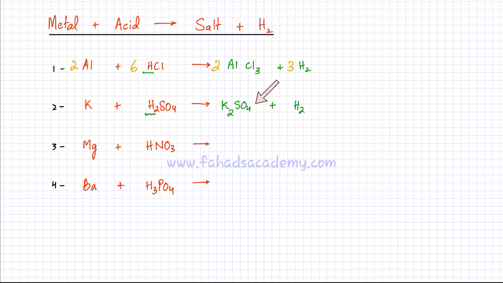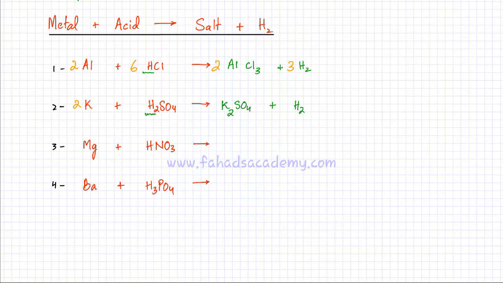And the last thing I need to do is balance this equation. Everything is balanced. There are 2 hydrogens over here, there are 2 hydrogens over here. There's 1 sulfur, 4 oxygens, 1 sulfur, 4 oxygens. Everything is balanced except for K. There are 2 potassiums over here, so there should be 2 potassiums at the other side as well. Now this is a balanced reaction between potassium and sulfuric acid, and it's producing potassium sulfate and hydrogen gas.